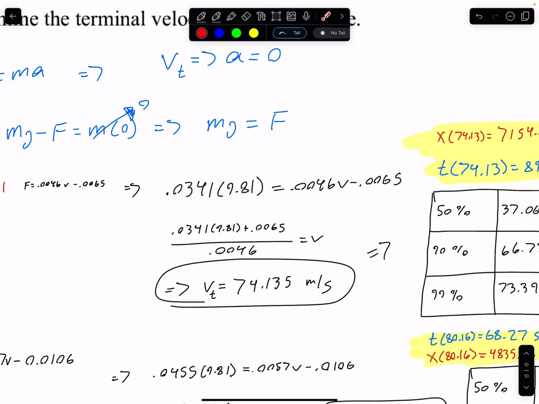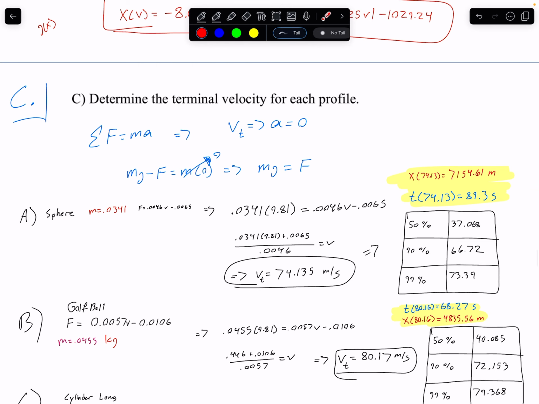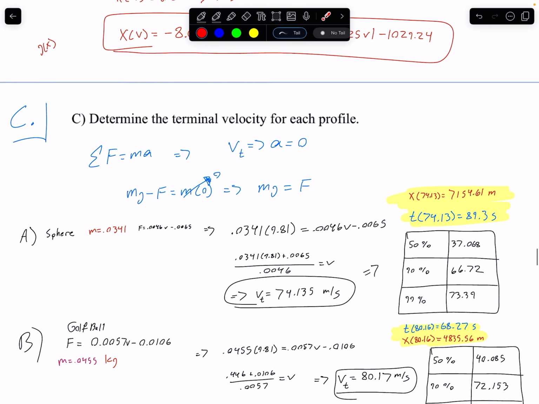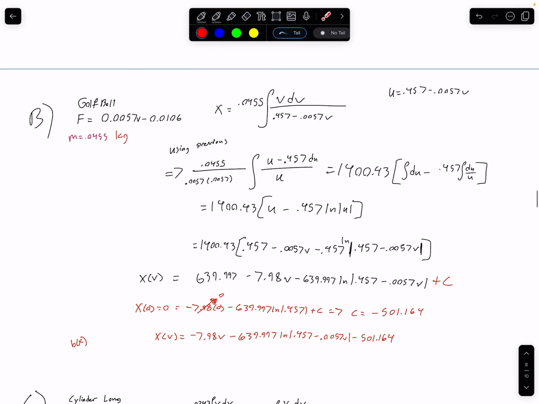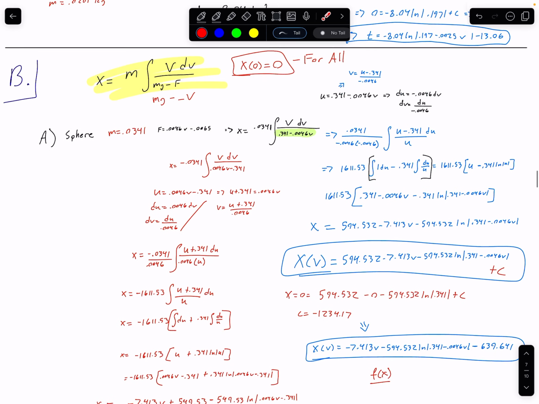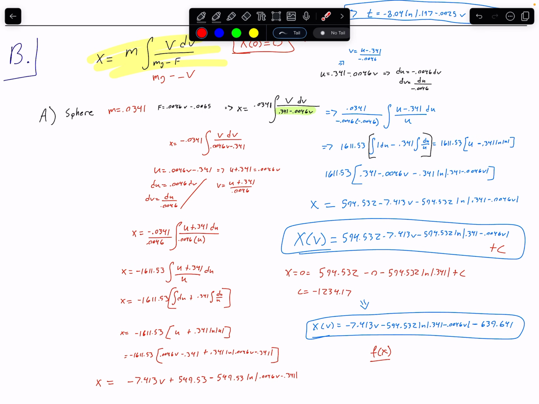And again, big pattern here, find the terminal velocity of A is equal to 74.135 meters per second. But if I sub 74.135 meters per second into there, times 0.0046, that would actually give me 0.341, and we'd have the natural log of 0, which is undefined. So that is not possible, or it's just not applicable there.